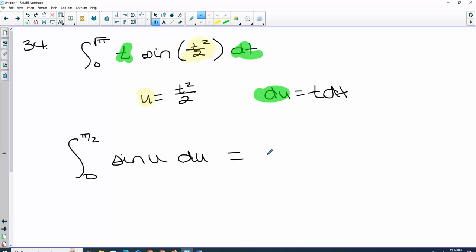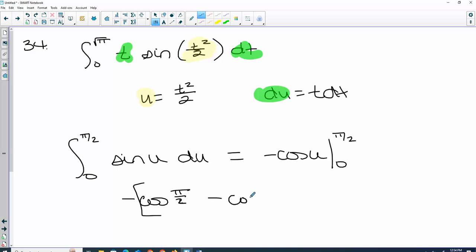The antiderivative of sine is negative cosine of u. If you didn't change your limits, this is where you now replace your u. Since I did, we have negative cosine of pi over 2 minus negative cosine of 0. Cosine of pi over 2 is 0, cosine of 0 is 1. The opposite of 0 minus 1.